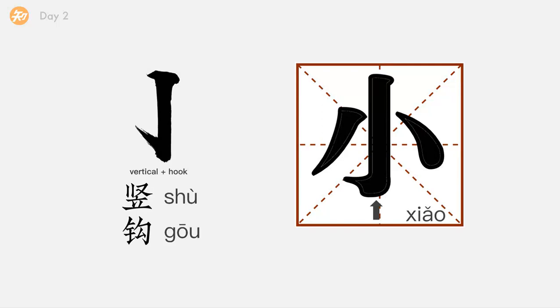One more time. 横折提. The next one is a combination of vertical and hook. It's called 竖钩. It's quite simple, but you should remember that the hook goes to the left, not right. Read after me. 竖钩. One more time. 竖钩.